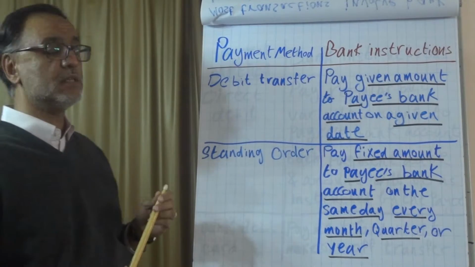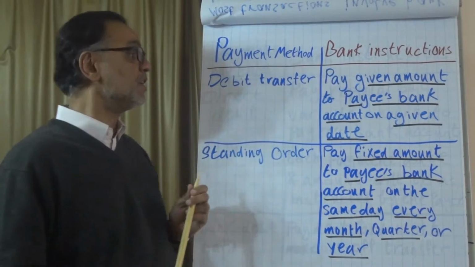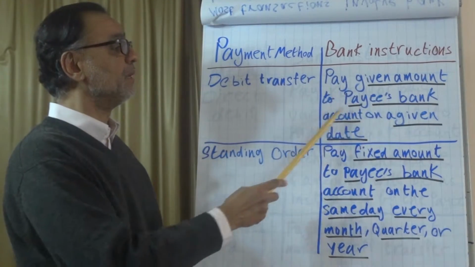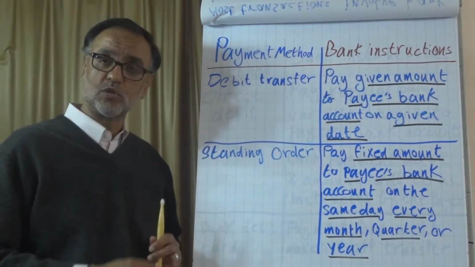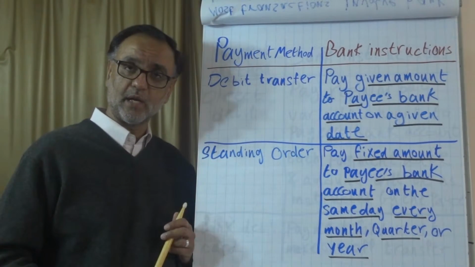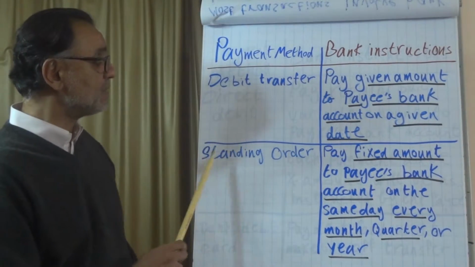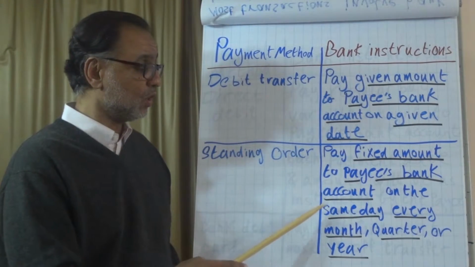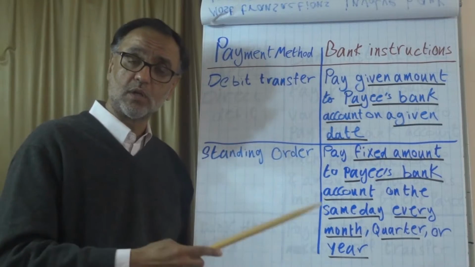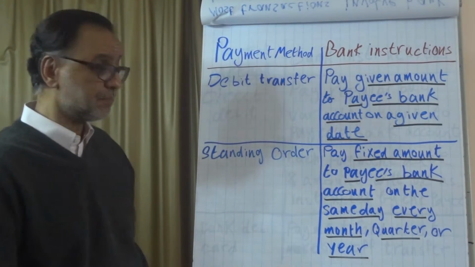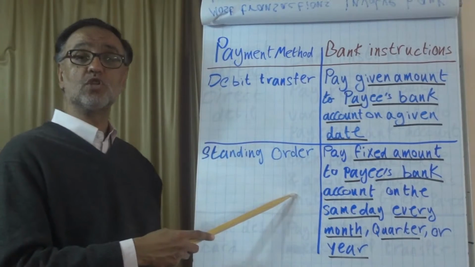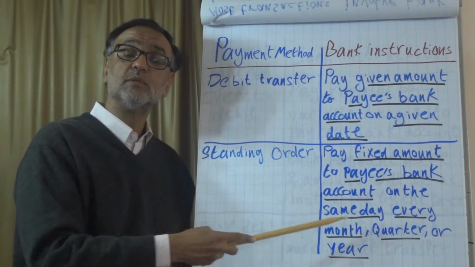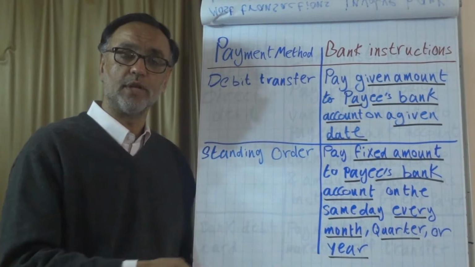We have various types of payment methods. The first payment method is debit transfer. That's a very simple one. It pays a given amount to the payee's bank account at a given date. You give an instruction to the bank to pay a certain amount to the payee's bank account on a certain date. Then we have standing order. Standing order is to pay a fixed amount to the payee's bank account on the same day every quarter or month or year. So this is like a permanent instruction.